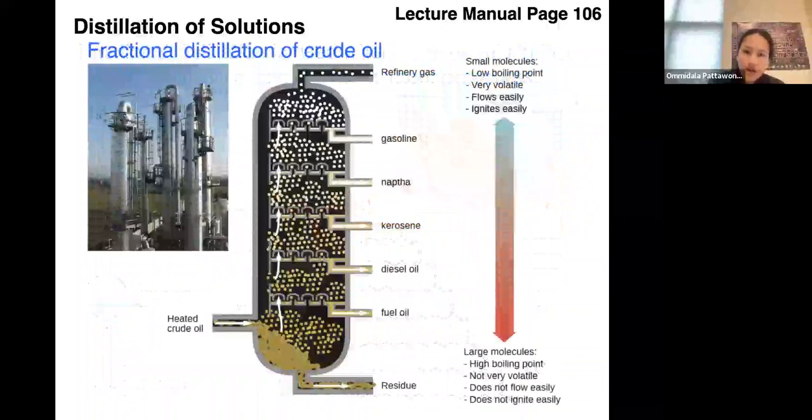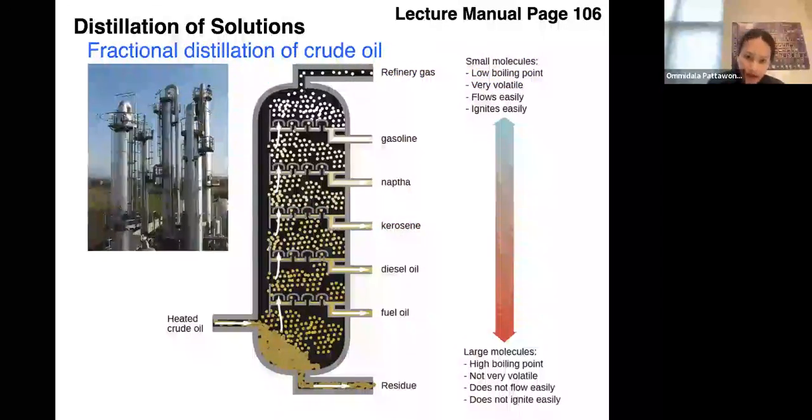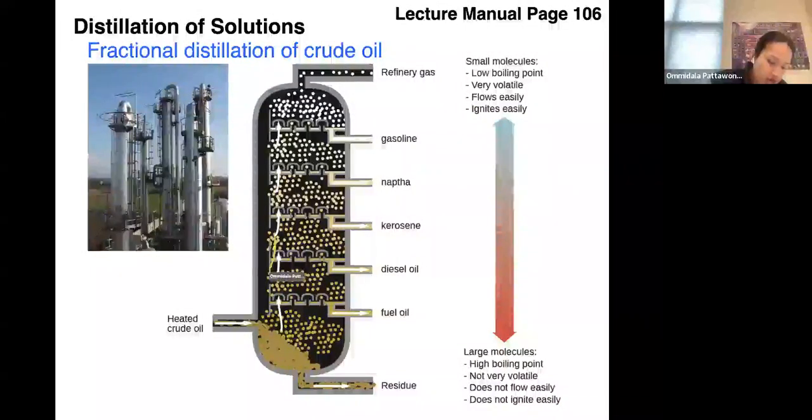Fractional distillation can also be used in crude oil refinery as well. Based on the size of the molecule, they are going to have different IMF and end up with different boiling points or different vapor pressures. As you can see here, the small molecules have lower boiling points and higher vapor pressure. So they are going to travel up to the higher point in the distillation tower, and come out in the top part of the distillation tower.